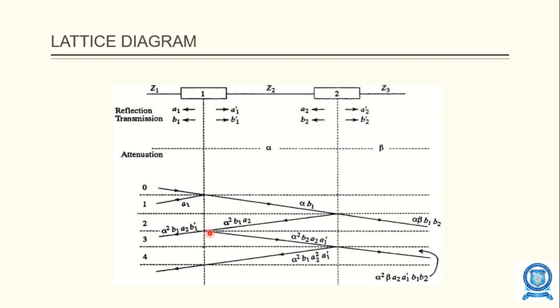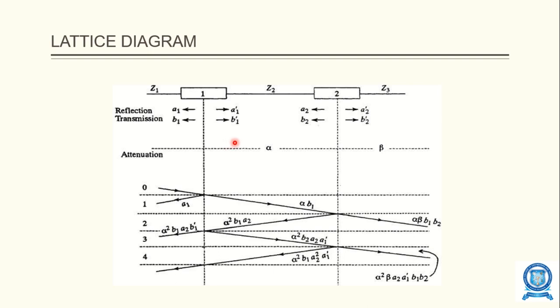Similarly, a part of the wave gets transmitted through the medium and a part of the wave gets reflected. Now the reflected wave, whenever it travels from here, needs to be multiplied by this b2, isn't it?